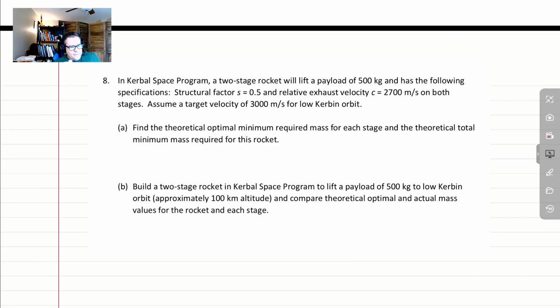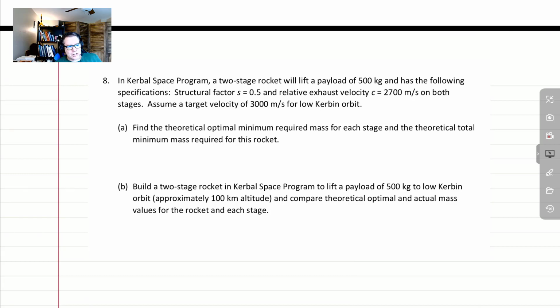Okay, so I know I've totally hit the limit here of what's long enough, so let's just say that things we could do continuing on further would be to extend this model to handle different structural factors in each stage and different relative exhaust velocities in each stage. And I do go into that in the Kerbal Math and Physics Lab and the written out version of what I'm presenting here in this video. And there are other additional examples besides just the ones that I'm doing here in this video.